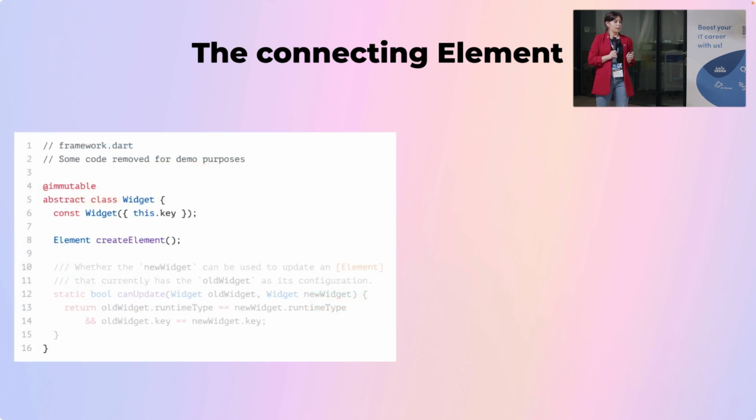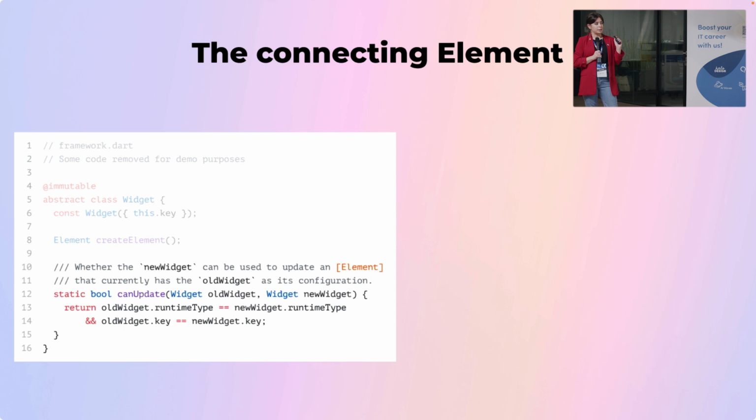And yeah, continuing on that, let's return to our widget class. We have seen the createElement method, we know it. And there's a new method that we haven't seen before, and it's called canUpdate. It accepts two parameters, two widgets, old widget and new widget. And it returns true if the widget runtime types are the same. So for example, Text equals Text, and if their keys are the same.